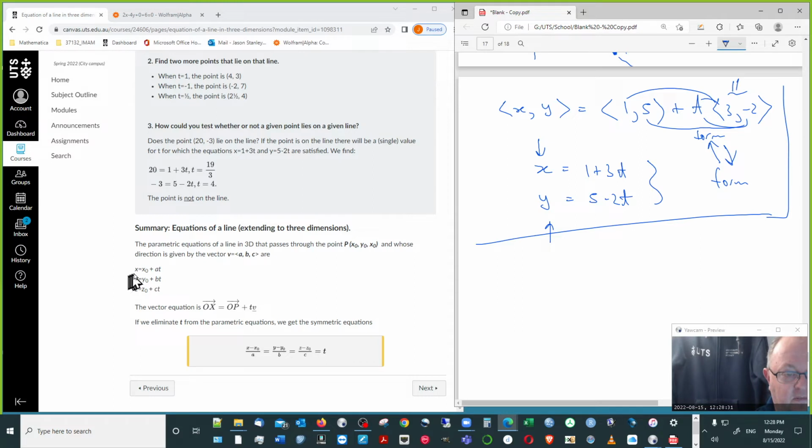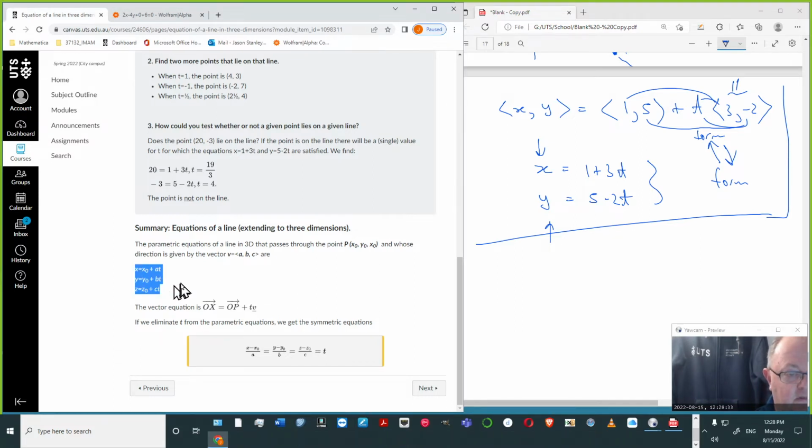Similar kind of thing when you've got x, y, z. You've got your common t. You've got your parallel vector, there's your parallel vector, a, b and c. And you've got the point that it passes through. Remember that the parallel vector doesn't have to be on the line. It's just got to be parallel to it to get you to go in the same direction as it.